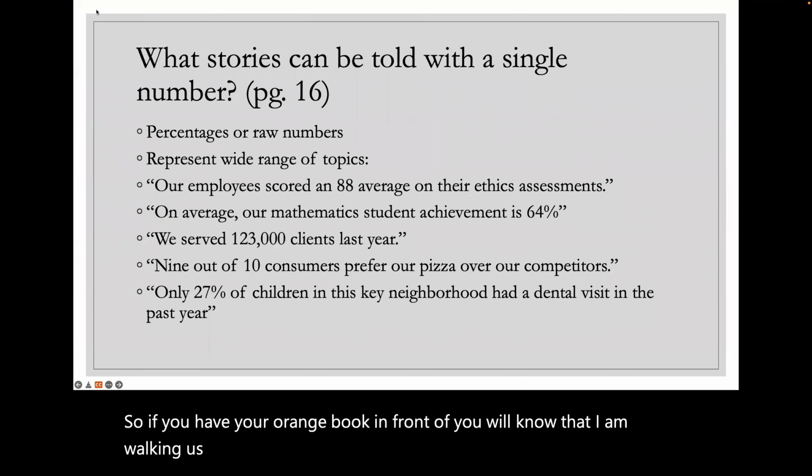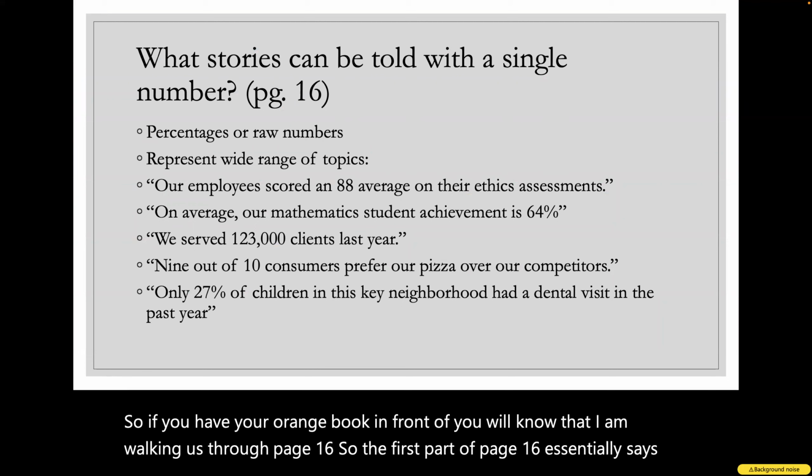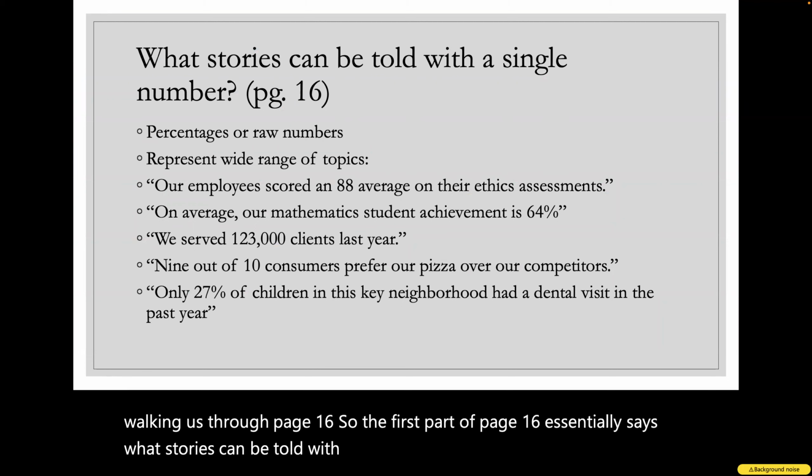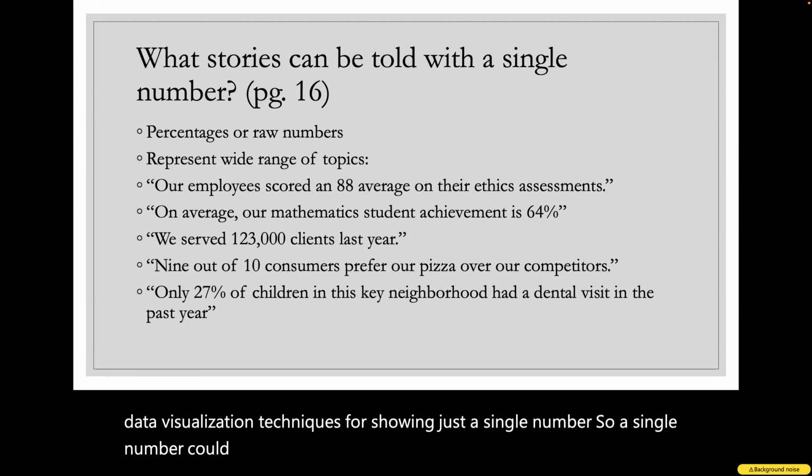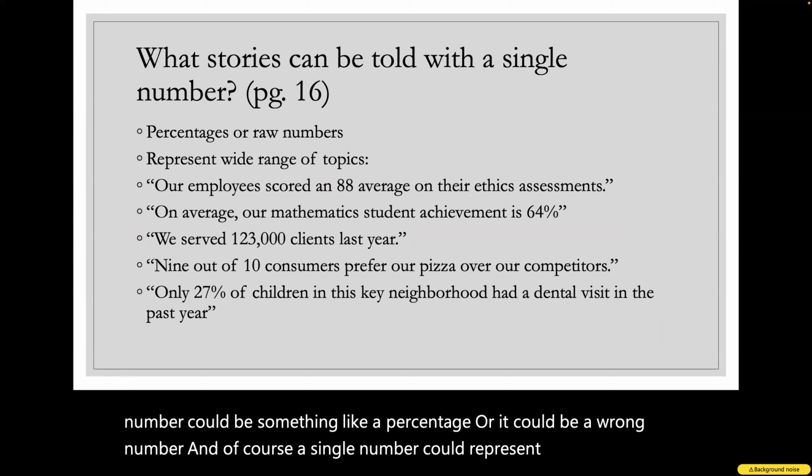So if you have your orange book in front of you, you will know that I am walking us through page 16. So the first part of page 16 essentially says what stories can be told with a single number. So here we're talking about data visualization techniques for showing just a single number. A single number could be something like a percentage, or it could be a raw number. And of course, a single number could represent a wide range of topics.